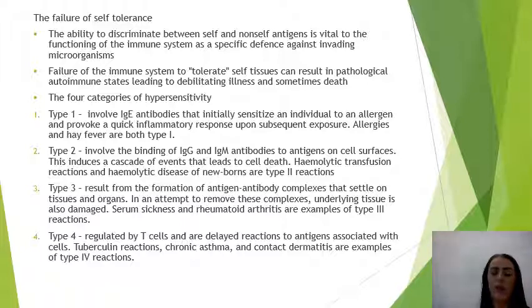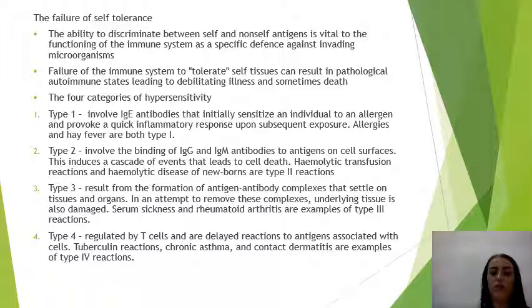Type 1 involves IgE antibodies that initially sensitise an individual to an allergen and provoke a quick inflammatory response upon subsequent exposure. Allergies and hay fever are both type 1. Type 2 involves the binding of IgG and IgM antibodies to antigens on cell surfaces. This induces a cascade of events that leads to cell death. Hemolytic transfusion reactions and hemolytic diseases of newborns are type 2 reactions.